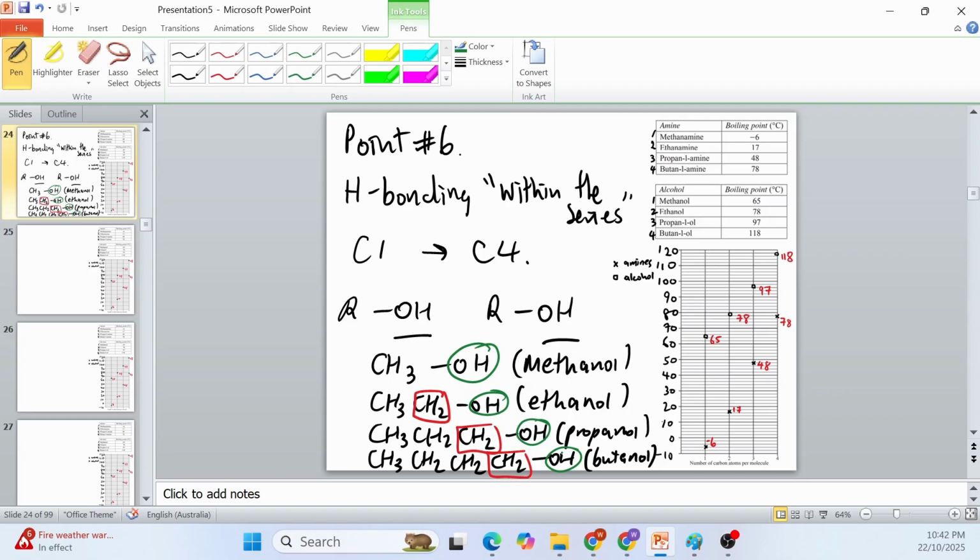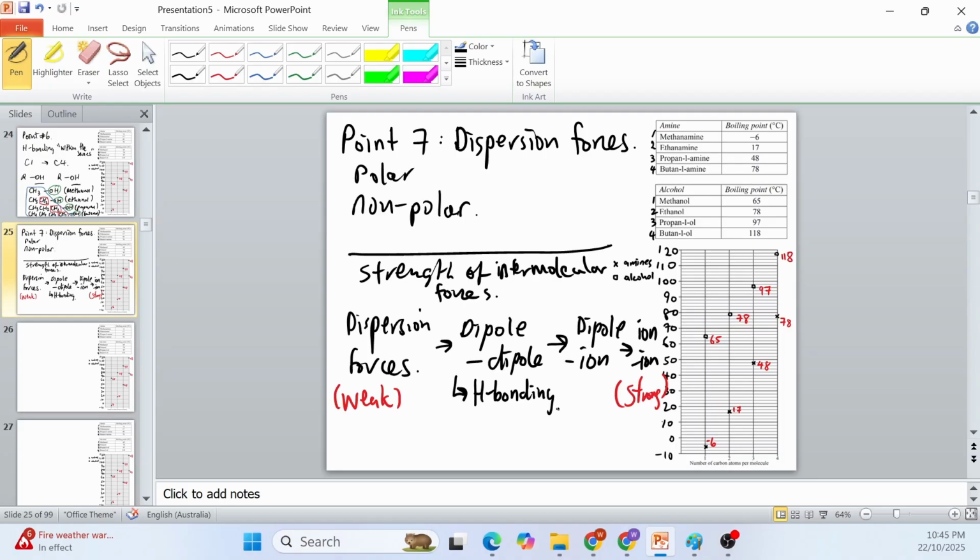So hydrogen bonding within the series is not going to affect much change, other than the fact that it can do hydrogen bonding. What's more interesting is to look at the relationship of the increase in one carbon chain unit. That's where we're going to lead the conversation to dispersion forces in point number 7. Effectively, this question is about the relationship between dispersion forces and hydrogen bonding.